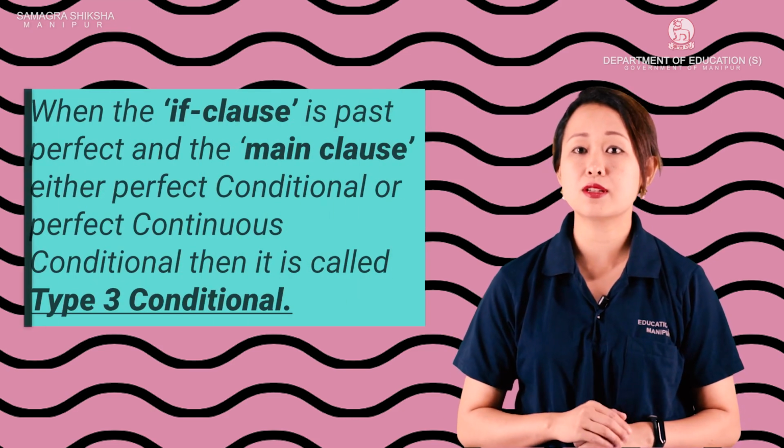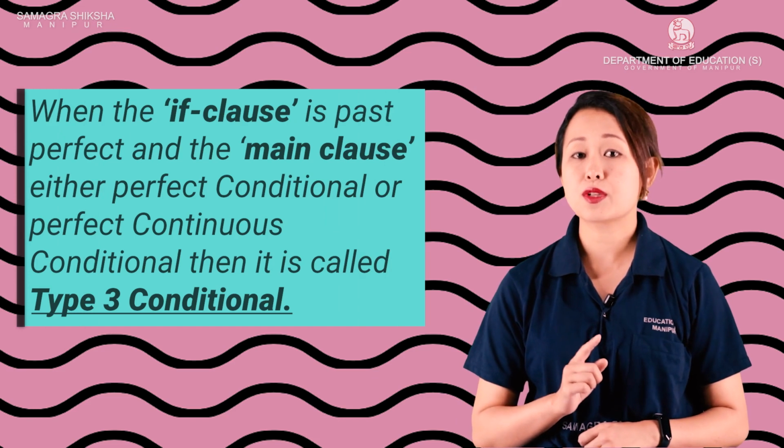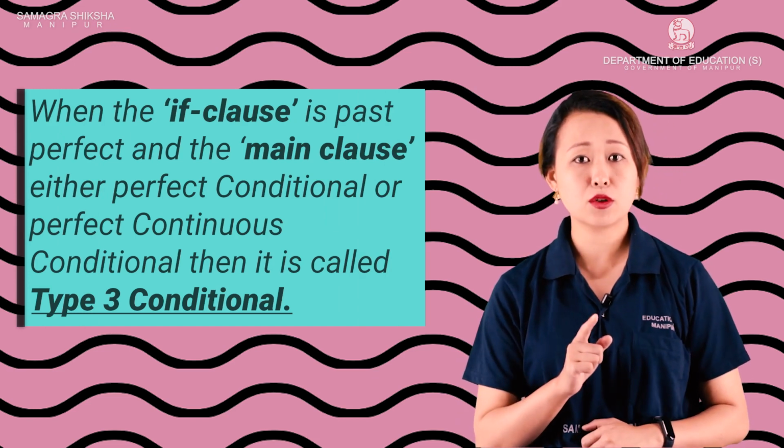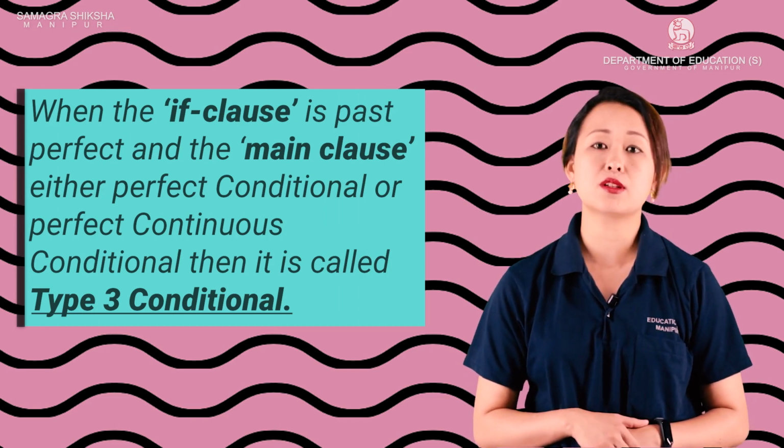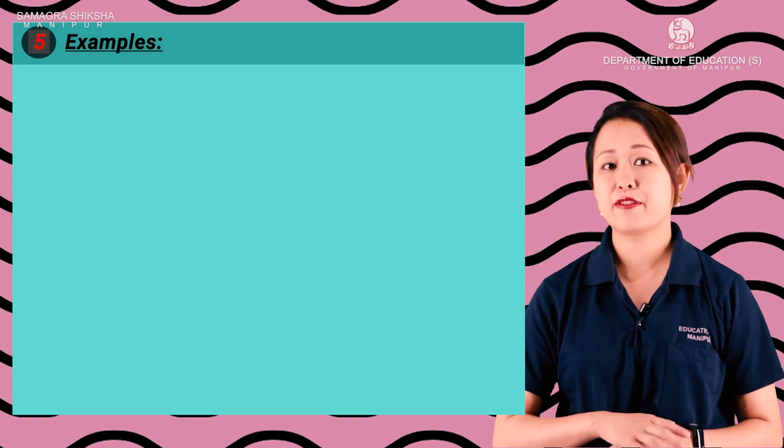The type 3 conditional is used to refer to a time that is in the past and a situation that is contrary to reality. The facts they are based on are the opposite of what is expressed. The type 3 conditional is used to refer to an unreal past condition and its probable past result. In type 3 conditional sentences, the if clause uses the past perfect and the main clause uses the perfect conditional or perfect continuous conditional.